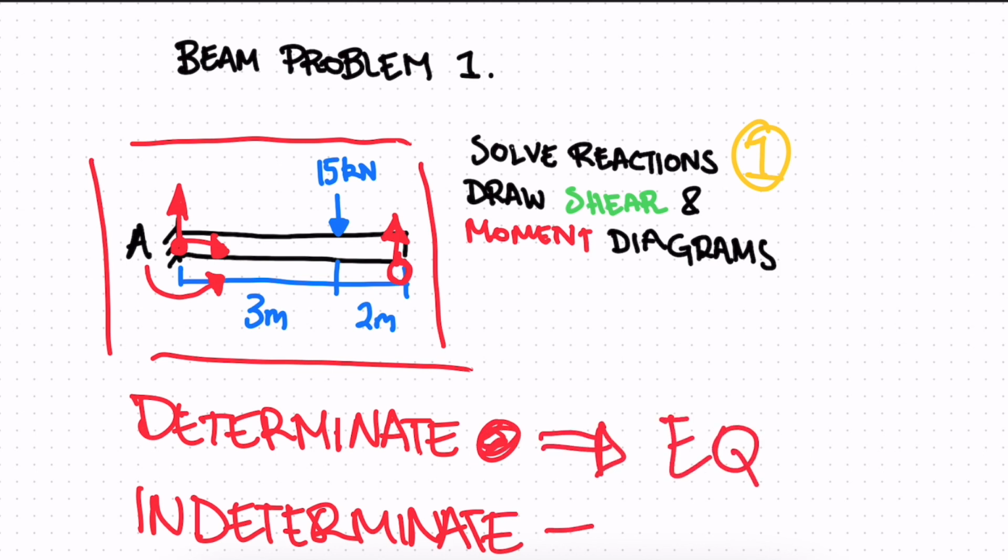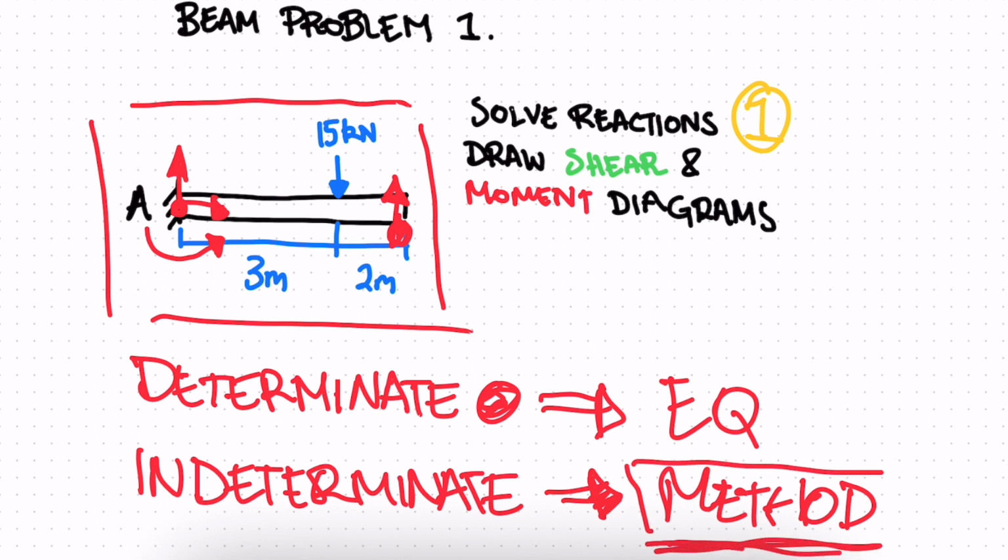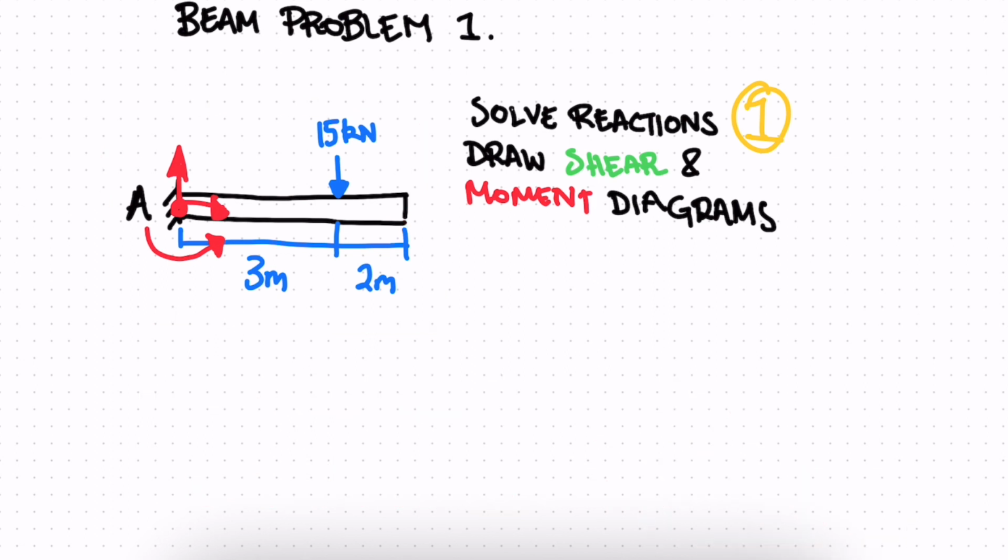If we had an indeterminate beam, if we had one more reaction, we would need to use a method. And methods are a little bit more tricky. They take a little bit longer to work out. But we have a determinate beam, so we can just write our equilibrium equations and solve this problem.